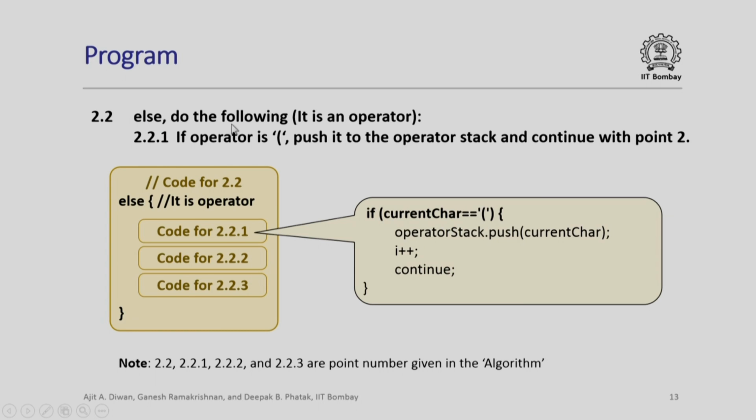If that is not so, then we have to do the following, namely that it is an operator. If it is an operator, then if the operator is an opening parenthesis, push it to the operator stack and continue with the next character. So the code is: else it is an operator, that is it. Now if it is an operator, we have to do a variety of things. This 2.2.1 is if the current char is an opening parenthesis, then operator stack dot push current char means it will push it onto the stack and increment i. Continue means go to the next iteration corresponding to i. So this is again a simple functionality.